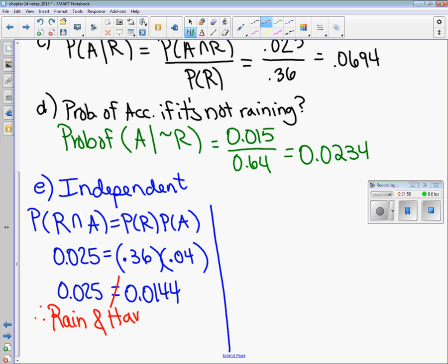and having an accident are not independent, or you can say the word dependent. It's fine. I'll accept either.